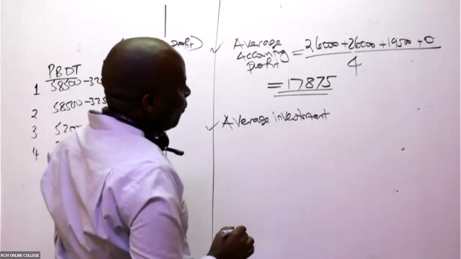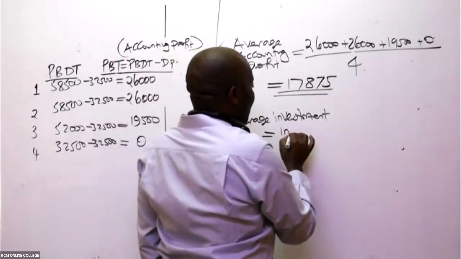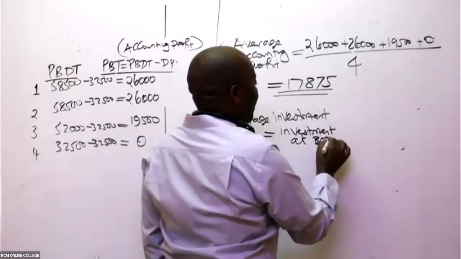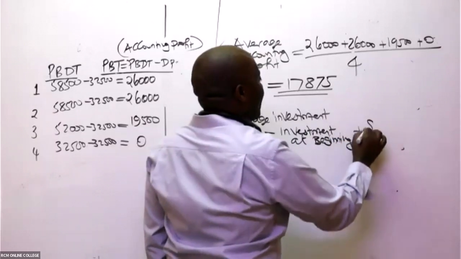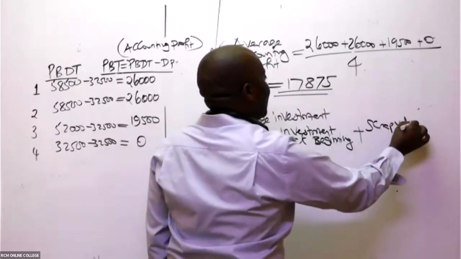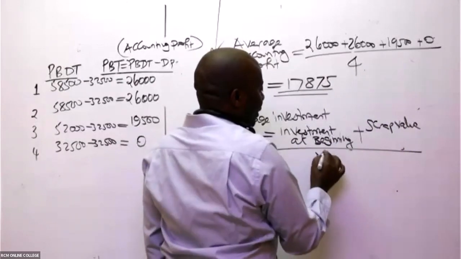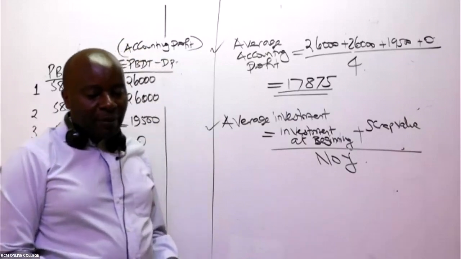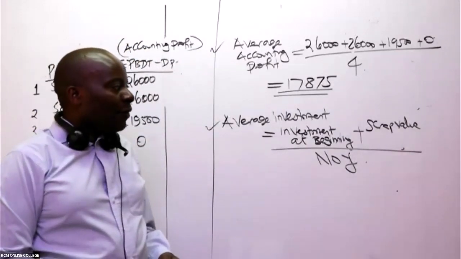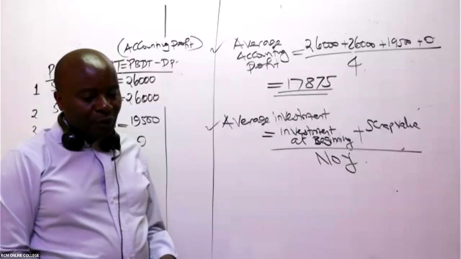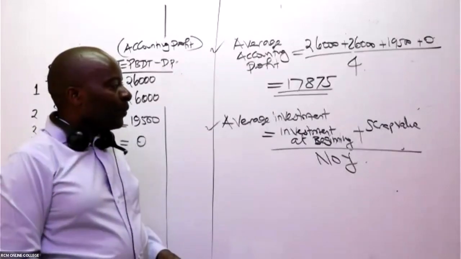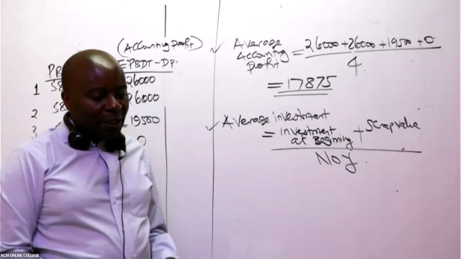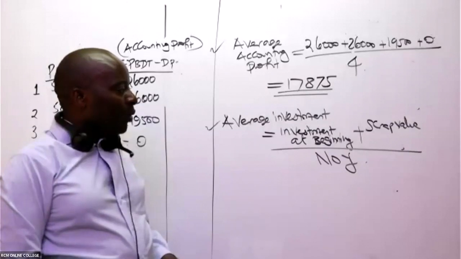And how do we get this average investment? This is very easy. You take the investment at the beginning plus the scrap value, and then you divide this by the number of years. So you take investment at the beginning plus our scrap value, and you divide this by number of years.